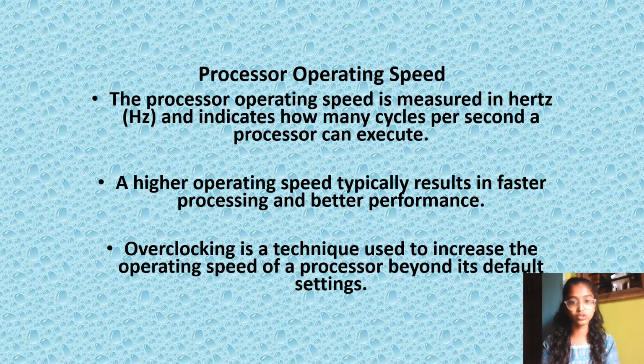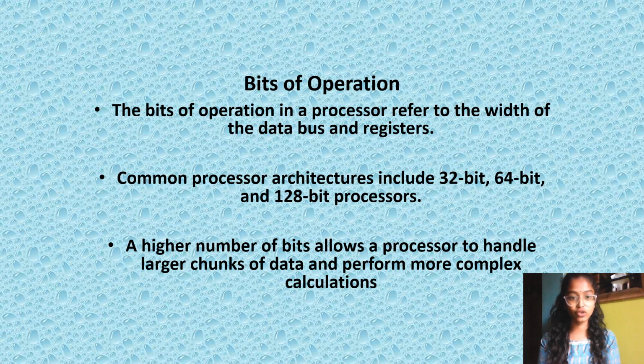Next, let us see the operating speed. The processor operating speed is measured in hertz and indicates how many cycles per second a processor can execute. A higher operating speed typically results in faster processing and better performance. Overclocking is a technique used to increase the operating speed of the processor. Next, let us see the bits of operation. The bits of operation in the processor refer to the width of the data bus and the registers. Common processor architectures include 32-bit, 64-bit and 128-bit processors.